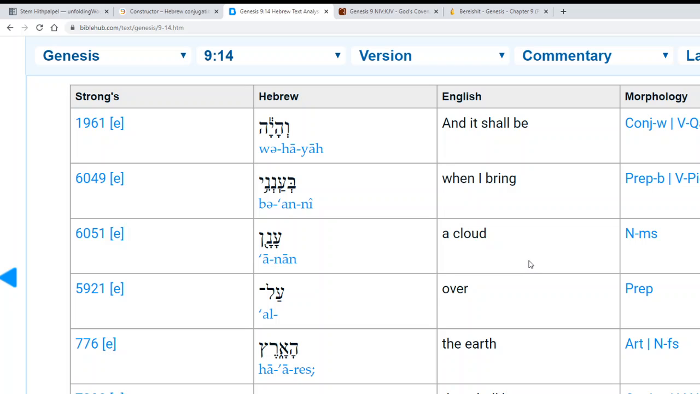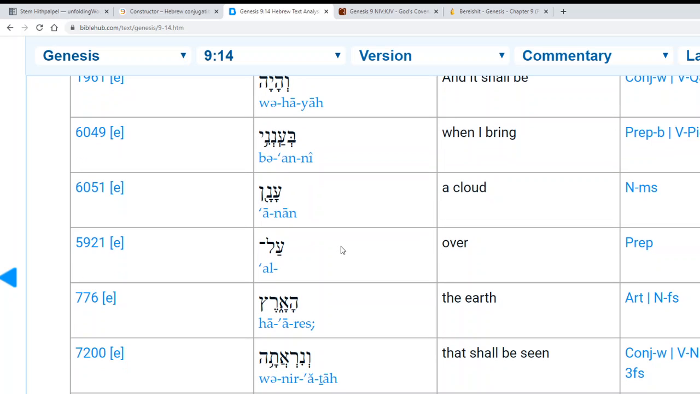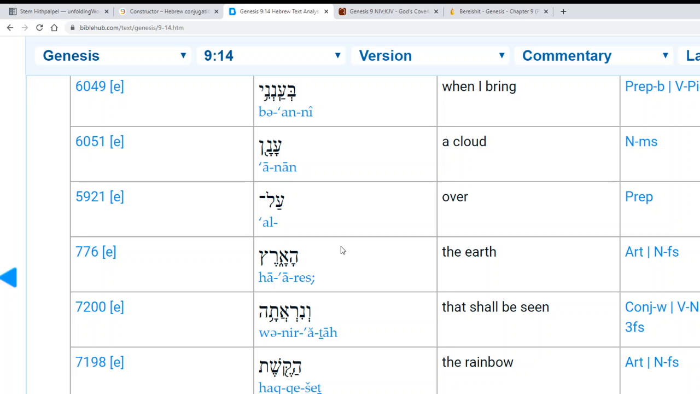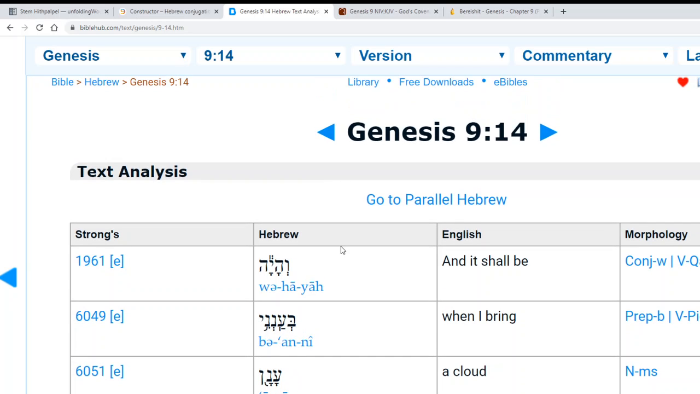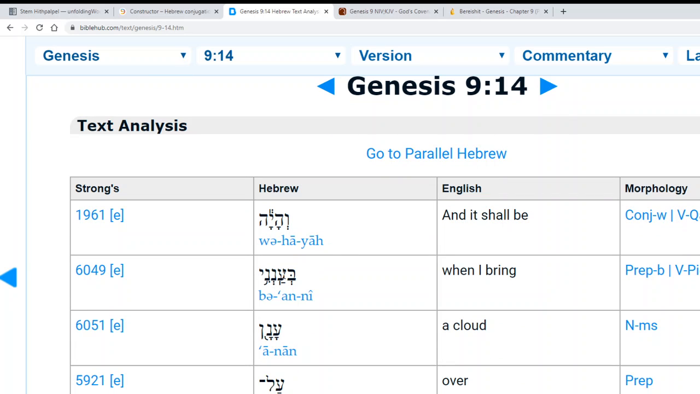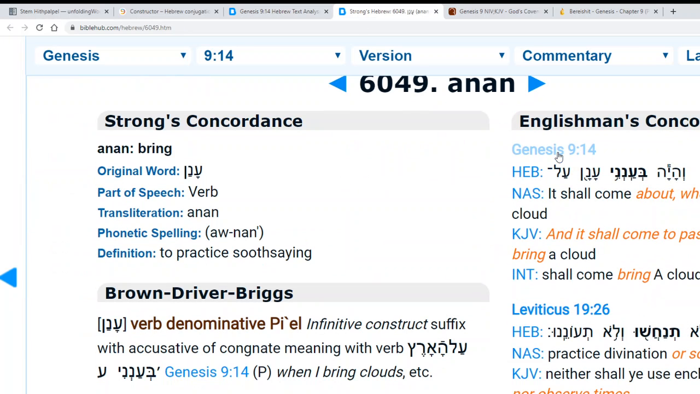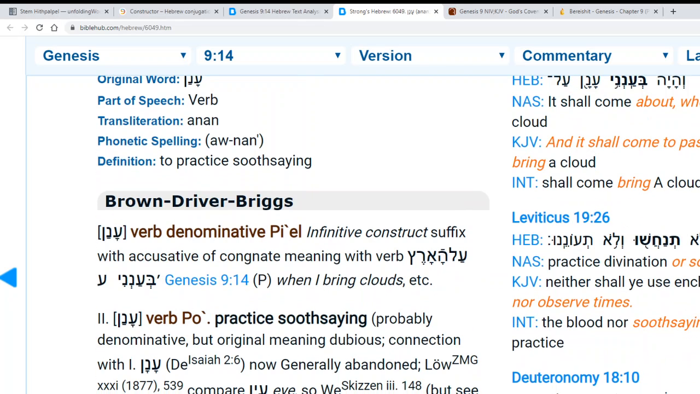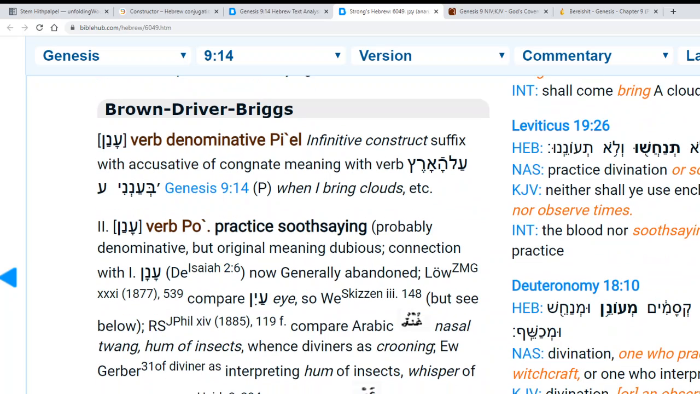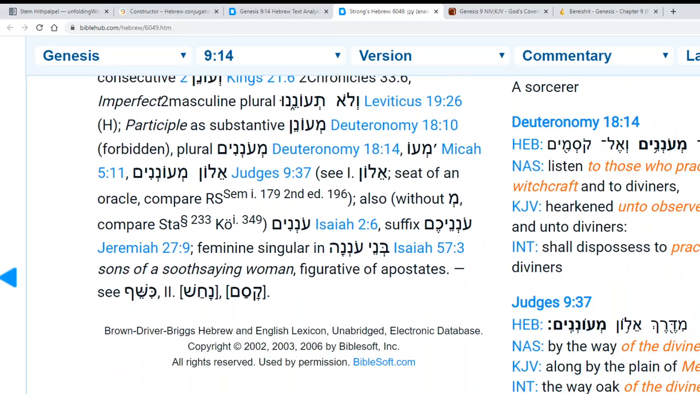V'haya be'aneni, anan al haaretz v'nir'ata hakeshet be'anan. Interesting. Okay, so this is the first time I've seen anan as a verb. Interesting. I don't know why I didn't notice this before. Oh, I totally disagree with how they're... No.